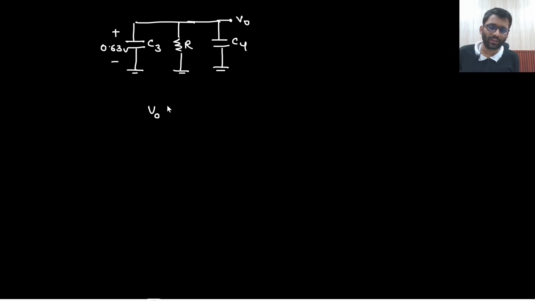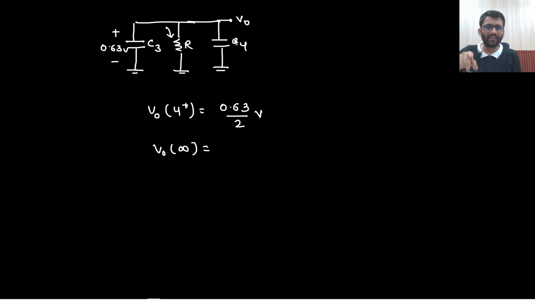VC4 or V0 you can say at 4 seconds, right? At 4 plus second, immediately it will be divided. So that will be 0.63 by 2, because C3 and C4 are same only. So 0.63 by 2 volt it will have. And at steady state it will try to go to 0 volt, because all the current will be flowing through the resistor. Basically immediately it will be divided. It will be 0.315 volt, and here also 0.315 volt you will get.